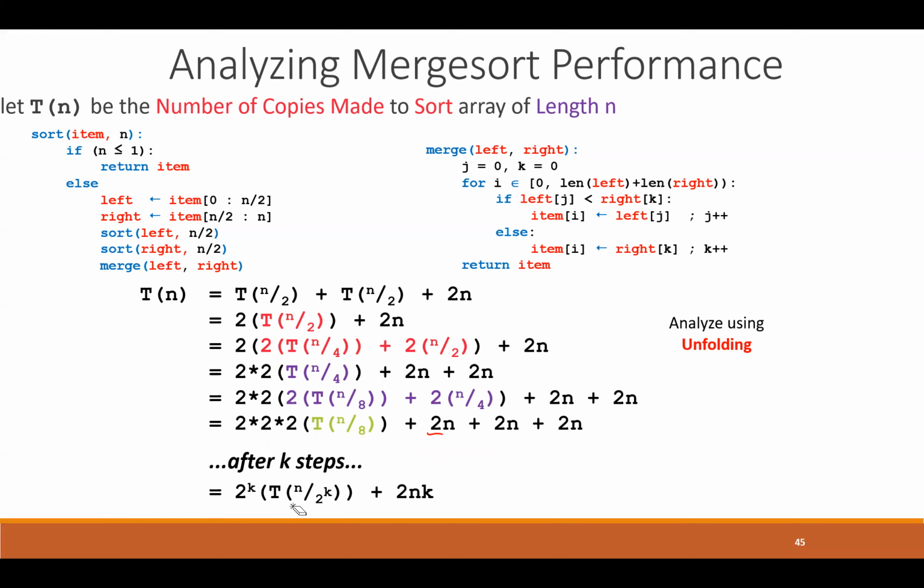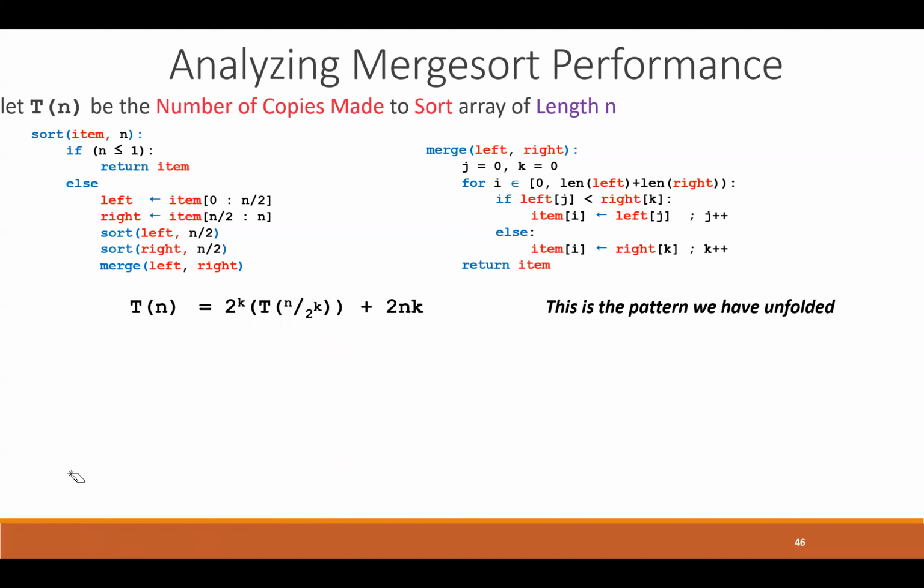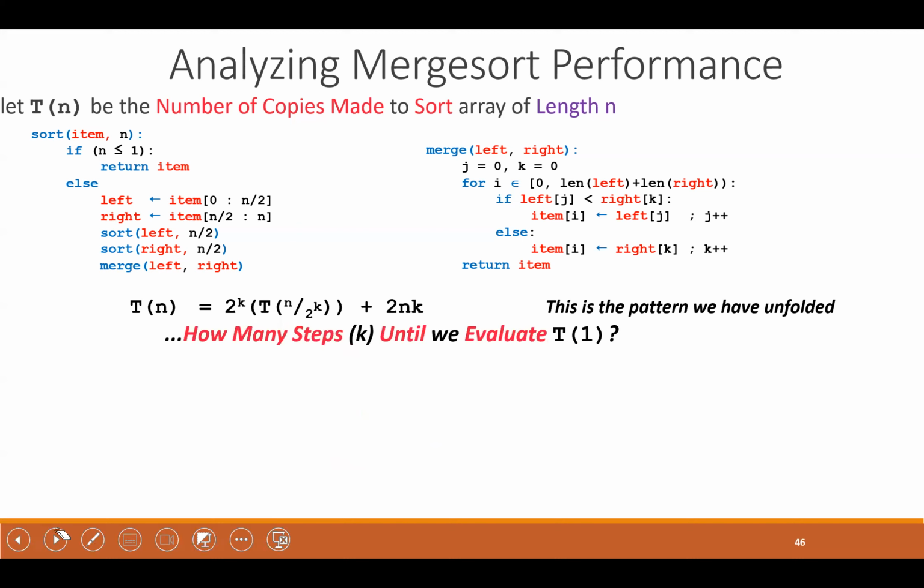Okay. So at this point, I have a pattern. I have now a variable. I want to figure out how deep my recursion tree goes. So how many steps until we evaluate the base case, right? The base case is t of 1 in this case. We're assuming that n is a power of 2. Otherwise, it would be t of 1 or t of 0. So at what point in this pattern do we get t of 1?